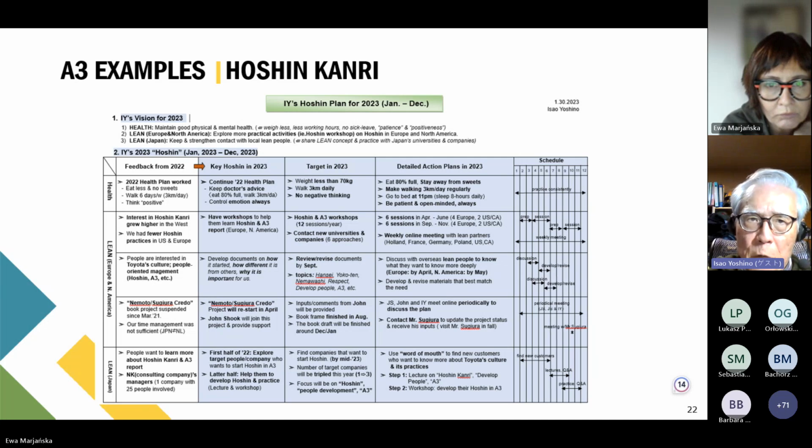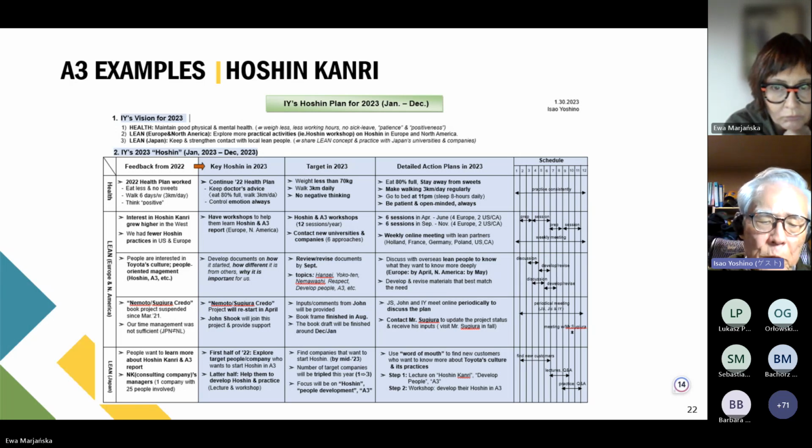Health is totally my personal item, but the second one is lean in Europe and in America. Third one, lean in Japan. Based on this key vision, I put down all these key Hoshin documents on the left-hand side. First, the feedback from 2022, which is a review of each area.